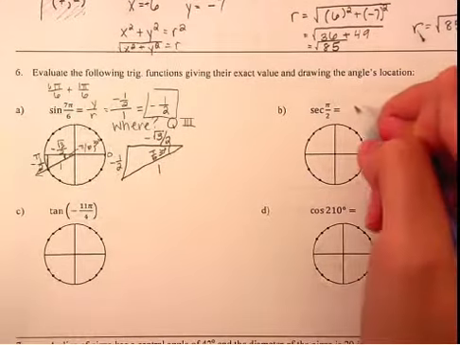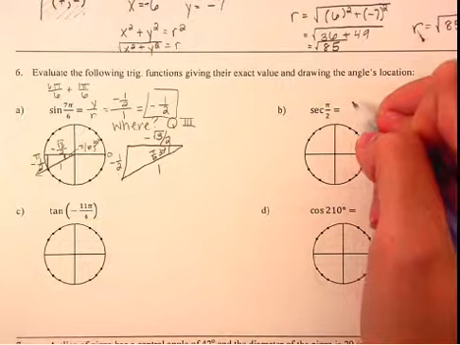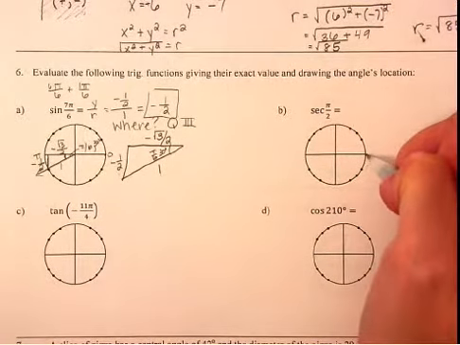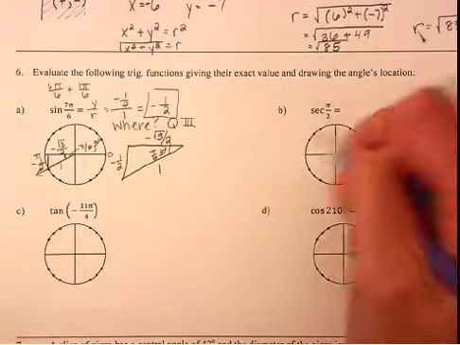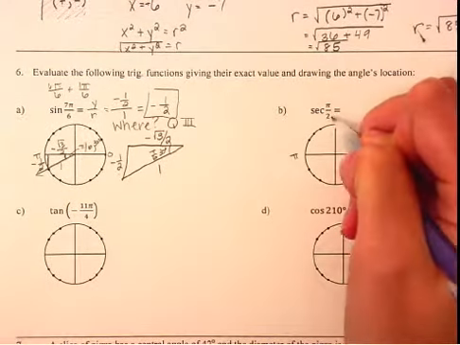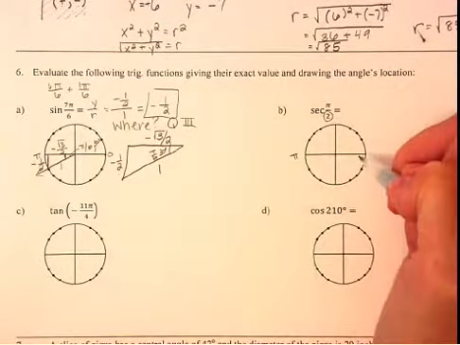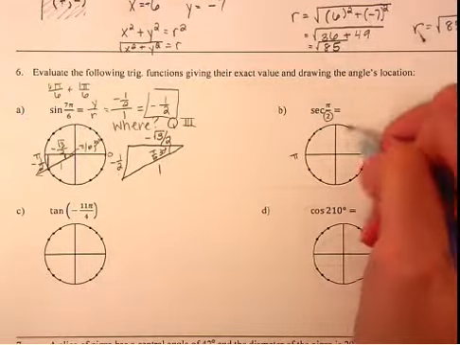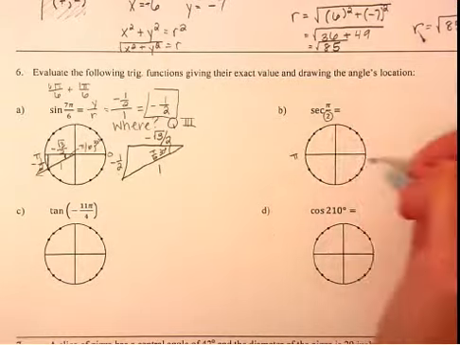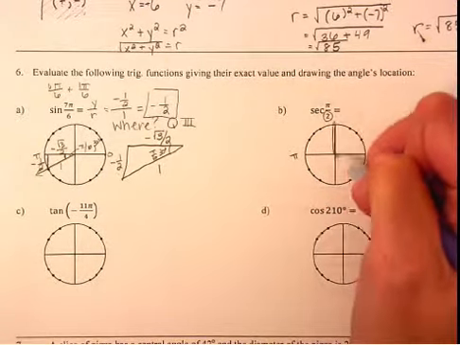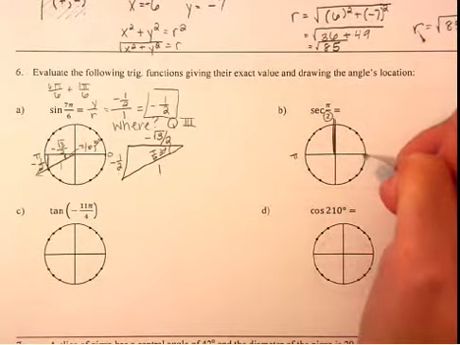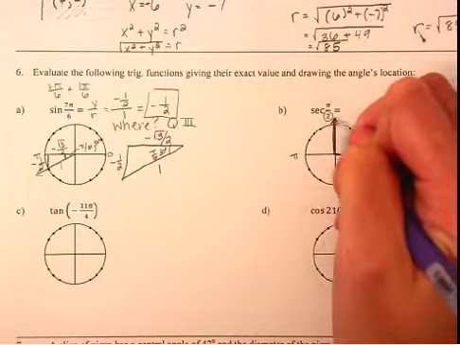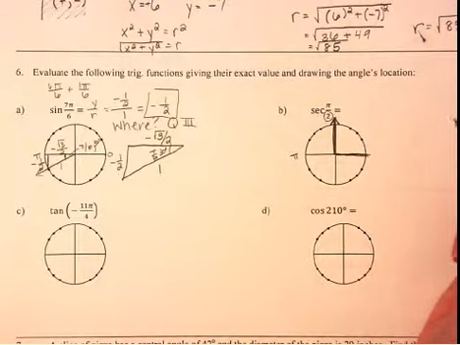Letter B, secant of pi over 2. Where is it? Pi over 2, for those of you who have trouble with this, I know that all the way across is pi. And that over 2 tells me that I'm splitting the top half up into 2 sections. Well, if I look at my quadrants, they're already split up for me. So pi over 2 has to go halfway between 0 and pi. So my terminal side ends right on the positive y-axis.